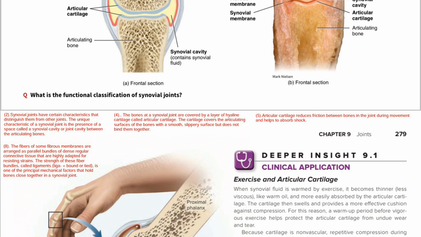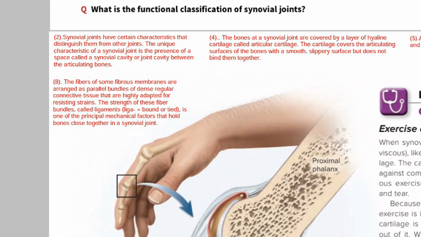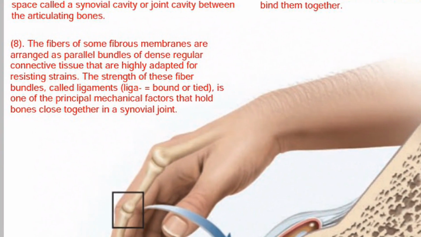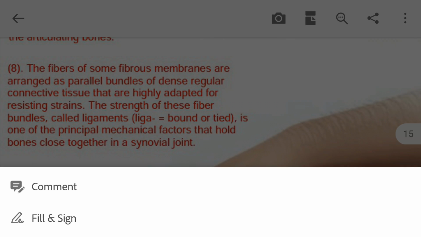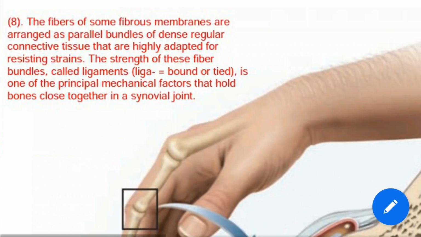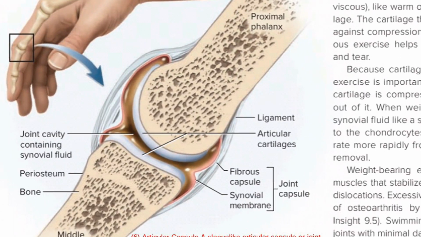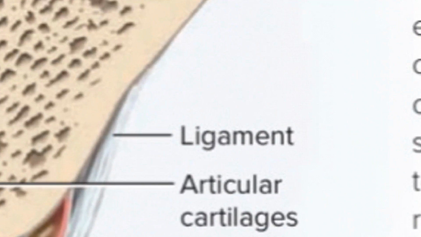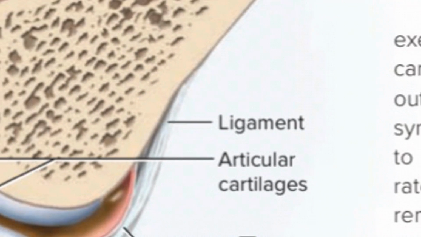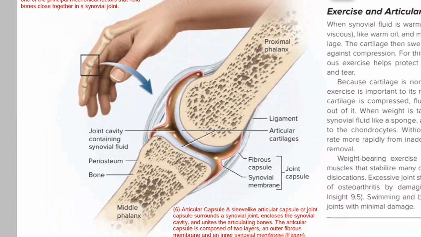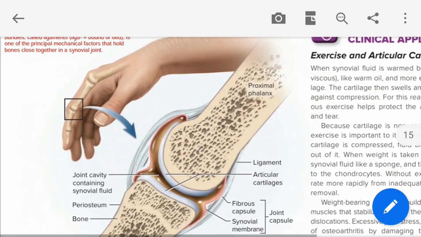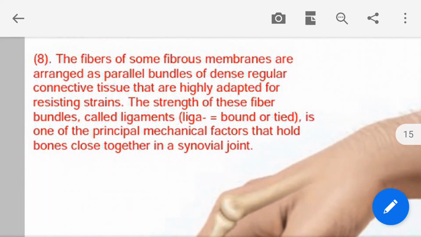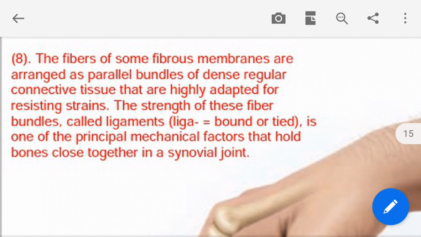Now, moving on to the 8th point. In the 8th point, we are going to discuss the ligaments. So, here, this is the ligament. The entire synovial joint is covered by ligaments. Around the synovial joint, many ligaments are present.